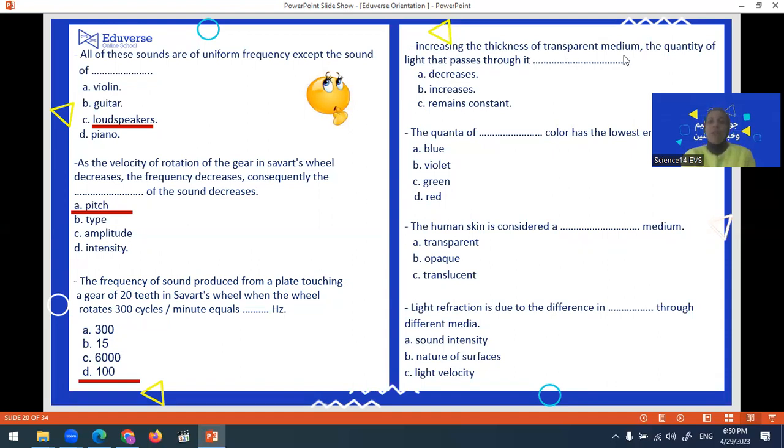Increasing the thickness of the transparent medium, I will add a lot of transparent papers above each other. The quantity of the light passed through them will decrease, of course.